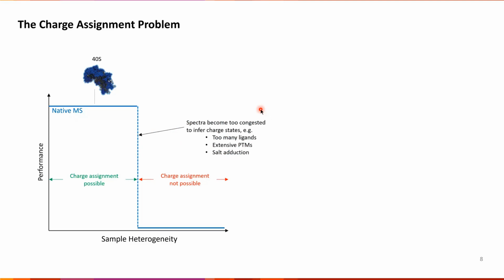So this can occur from quite a few circumstances. Like the hepatitis B example that I showed, you could have too many ligands binding. So there's too many species that are populating the same region of the mass spectrum. You could have, for example, extensive post-translational modifications. Protein glycosylation is quite infamous for causing this. And a third one is actually salt adduction. Generally, with native mass spectrometry, you want to work with fairly low salt concentrations because salt typically broadens out your mass spectra as well and makes these quite challenging to analyze.